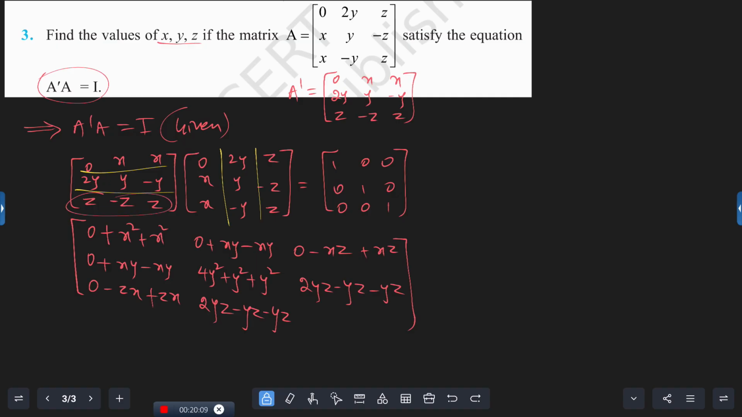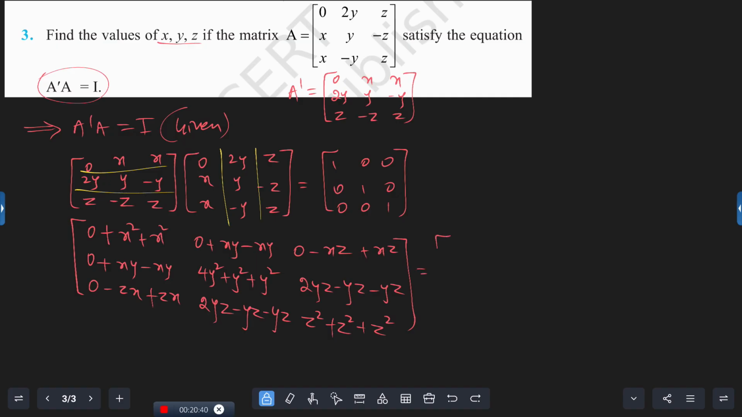Same row you take, multiply with the column. z into z, z square. Minus z into minus z, minus into minus plus, z into z, z square again. So z into z, z square, z into z, z square.